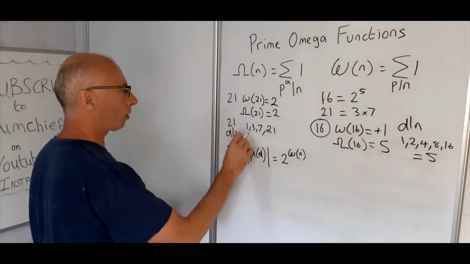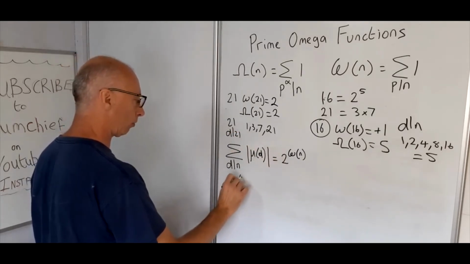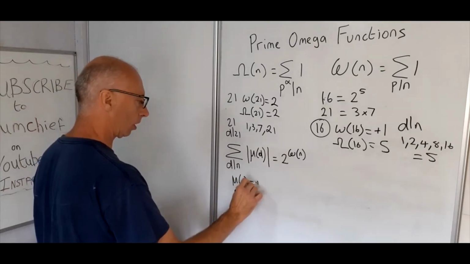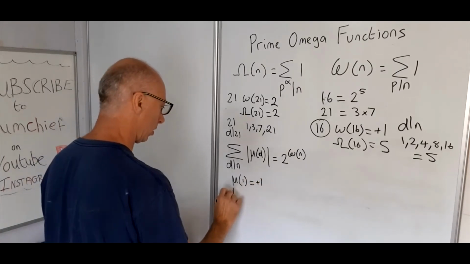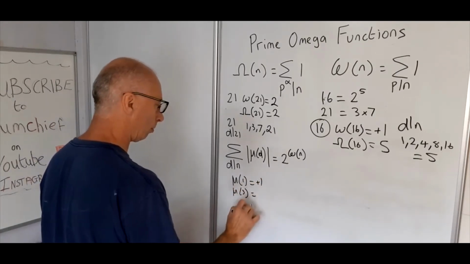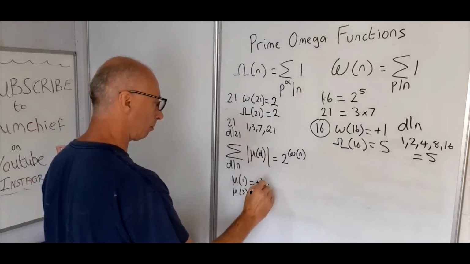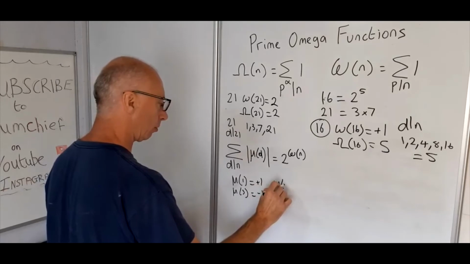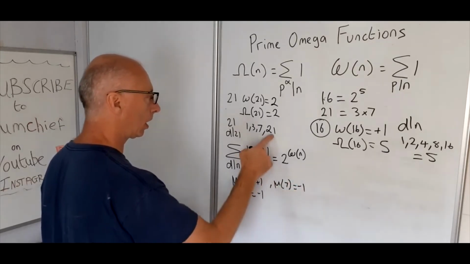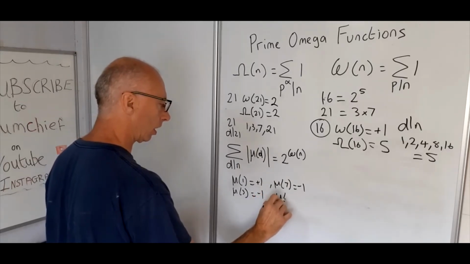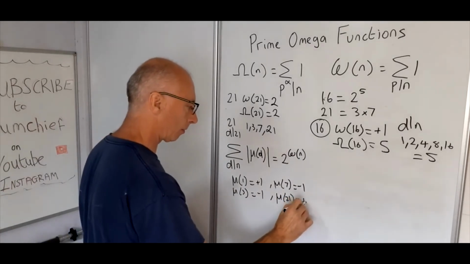So the divisors of 21 are 1, 3, 7 and 21. So the Mobius function of 1 equals positive 1. The Mobius function of 3, it's got 1 prime factor, so that's a negative. 7 is also prime, so that's got a singular prime factor, so that is also -1. And 21 has got 2 prime factors, namely 3 and 7, so that's a positive.